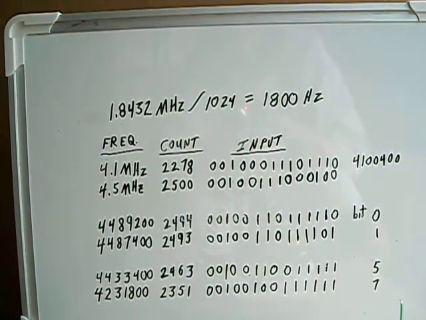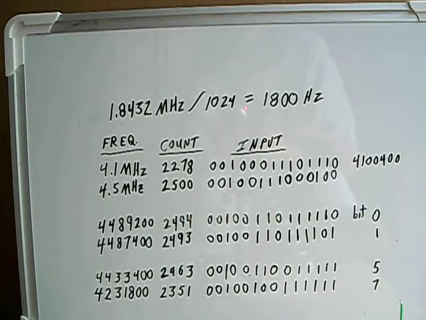The 1.8432 megahertz oscillator is divided by 1024, providing a reference frequency of 1800 hertz. I also experimented with a 2048 divider giving 900 hertz and the 512 divider giving 3600 hertz, but the 1800 hertz turned out to be the most convenient for this demonstration.